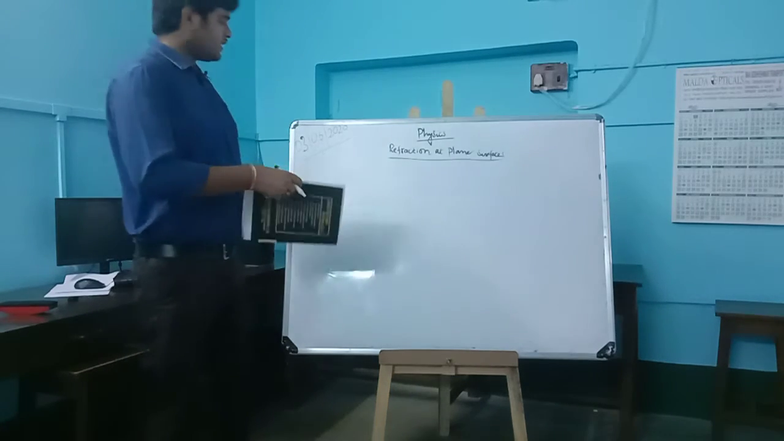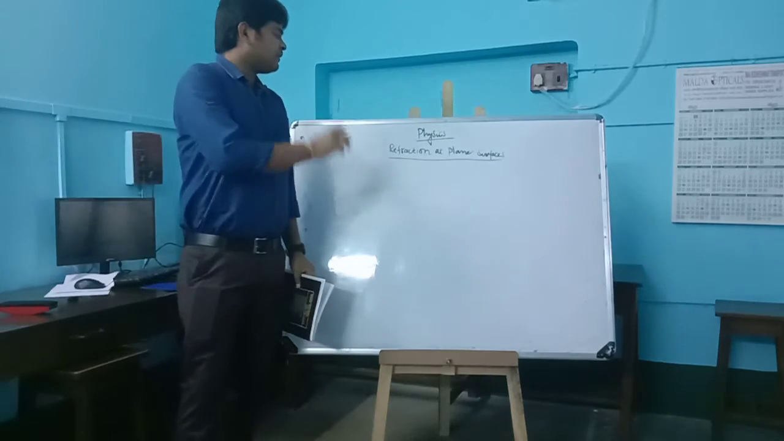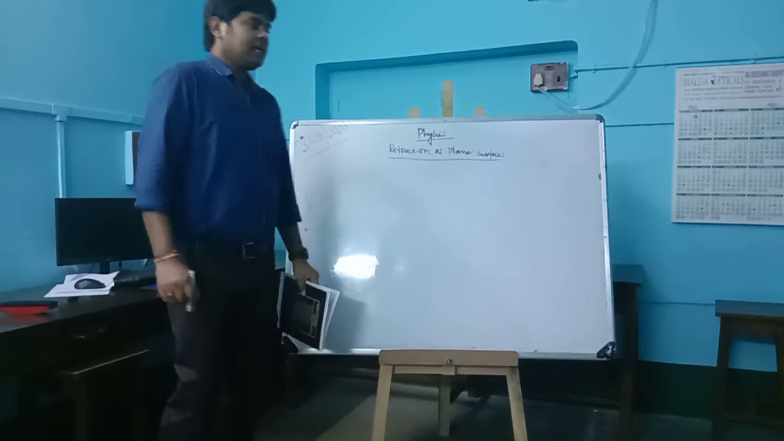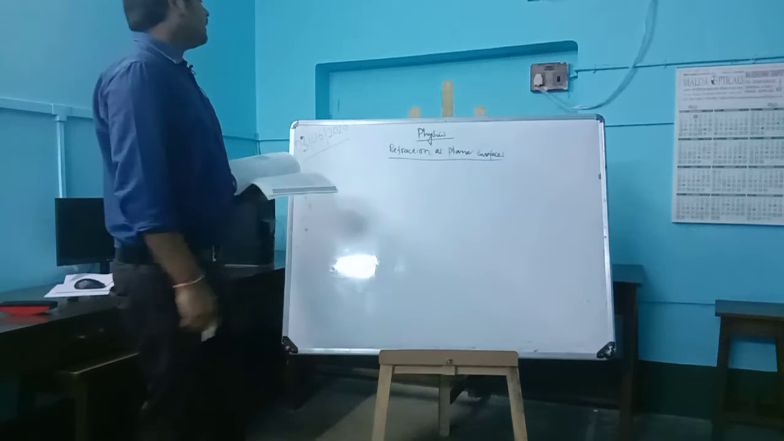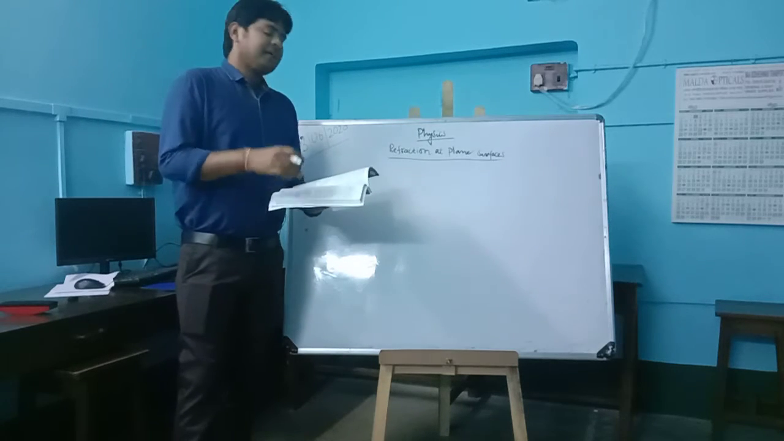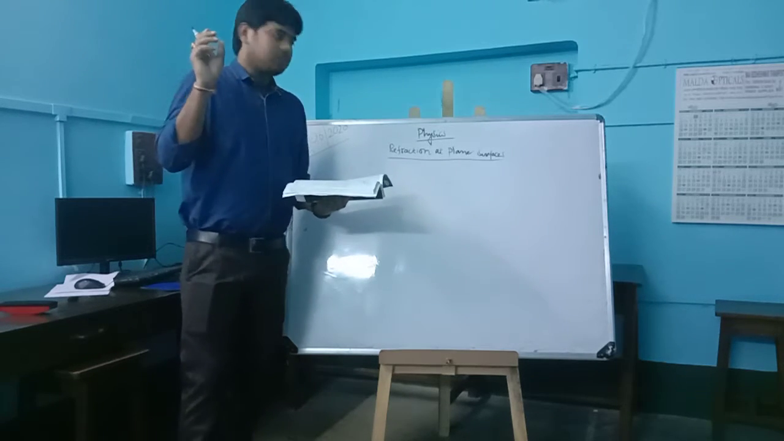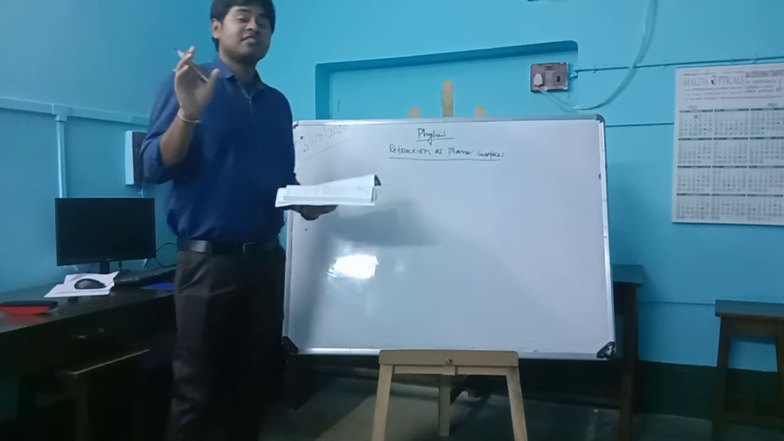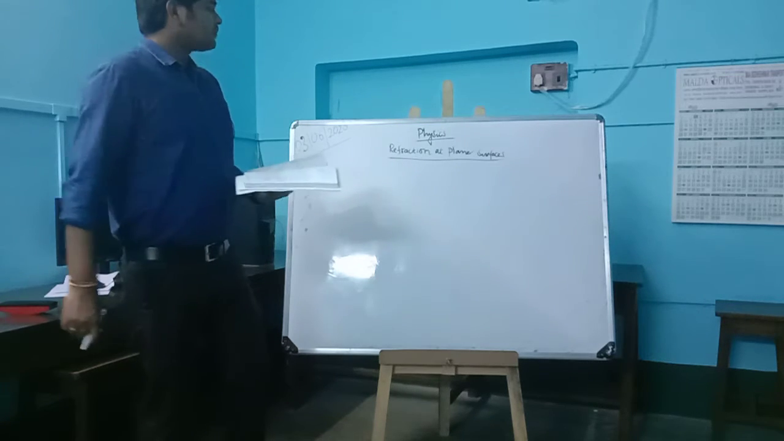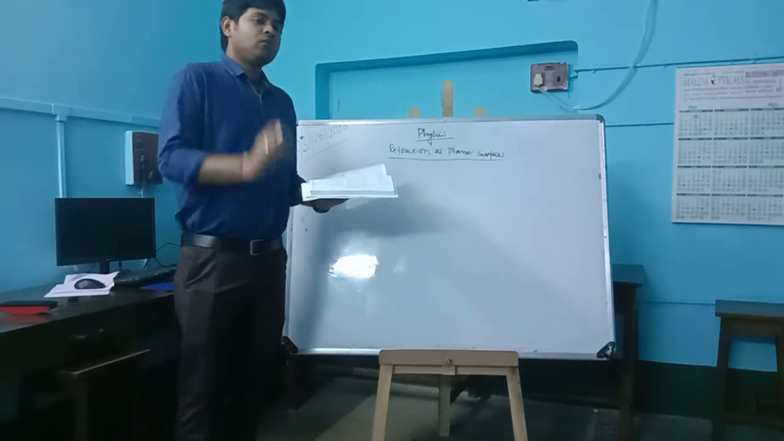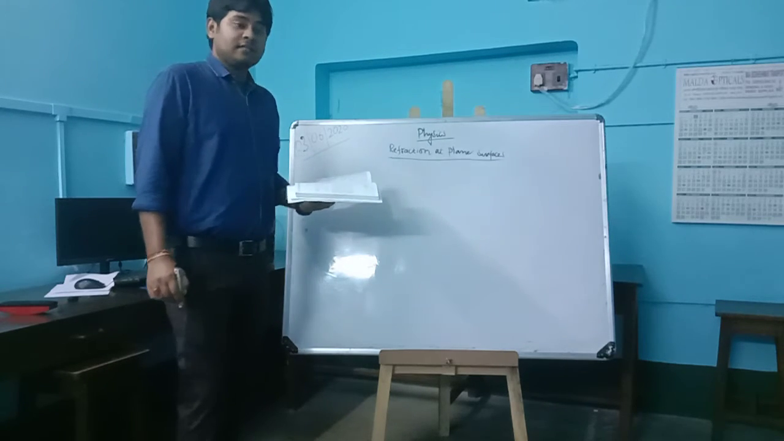Hello students, today we are going to start the second part of refraction at plane surfaces. In our previous class, we discussed refraction at various surfaces, that is the laws of refraction and the factors on which this Snell's law, that is mu, depends. Today we are going to start refraction at plane surfaces. Now the topic is refraction of light through a rectangular glass slab.